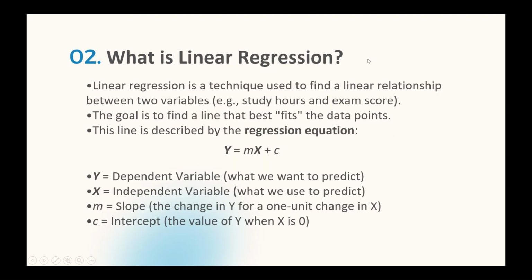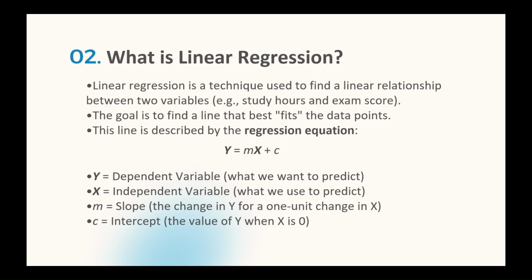To start with, what is linear regression? At its core, linear regression is a statistical technique used to find a linear relationship between two variables. For example, we might want to see the relationship between hours studied, which will be a variable x, and exam score, which will be a variable y. The goal is to find a single straight line that best fits all our data points. This line, which describes the relationship, is represented by a simple equation y equals mx plus c.